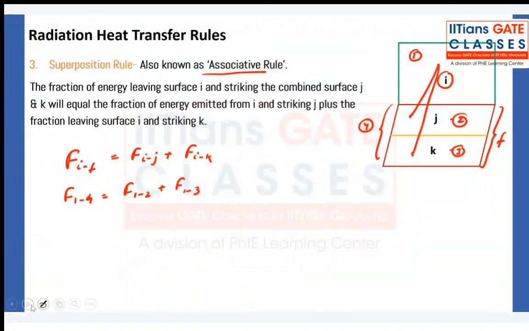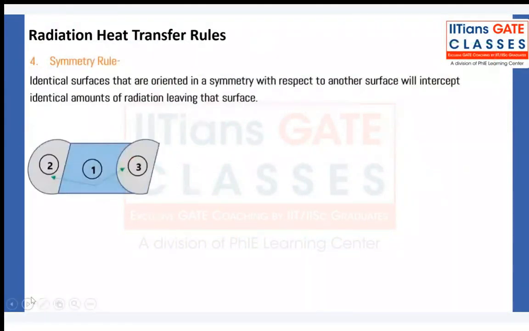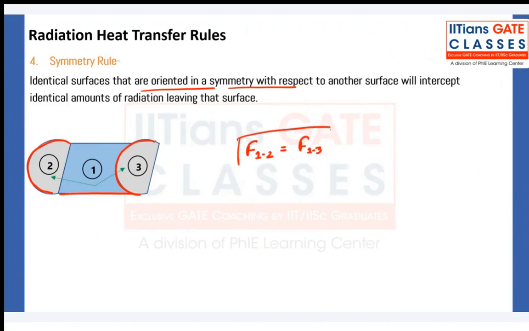Fourth is symmetry rule. If two identical surfaces are oriented in symmetry with respect to another. For example, one is a surface and two identical surfaces, 2 and 3, are oriented in symmetry with body 1, then they will intercept an identical amount of radiation leaving the surface. So whatever is leaving from 1 and reaching 2 will be equal to whatever is leaving from 1 and reaching 3. Is it clear?